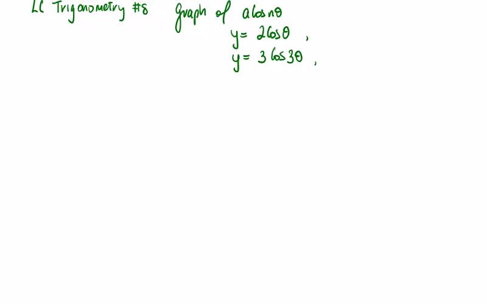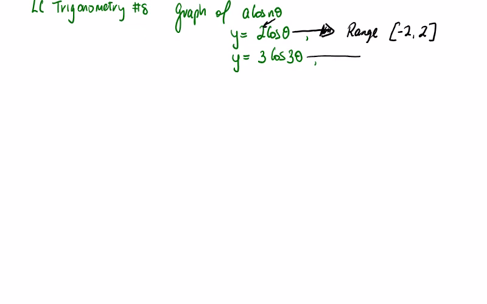In this video, we're going to look at the graph of 2 cos theta and 3 cos 3 theta. So 2 cos theta, if you've looked at trigonometry 7 with the sine graphs, we can see here that the range is going to change. And the range is going to be from -2 up to +2 because of this 2 in here.